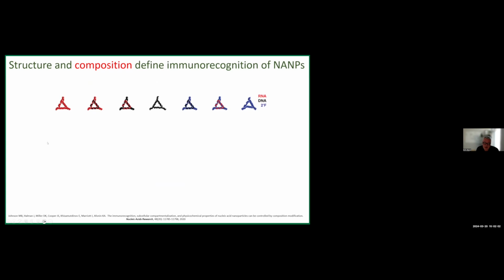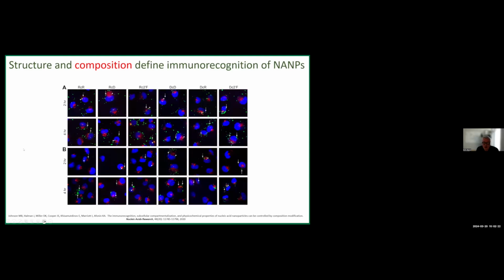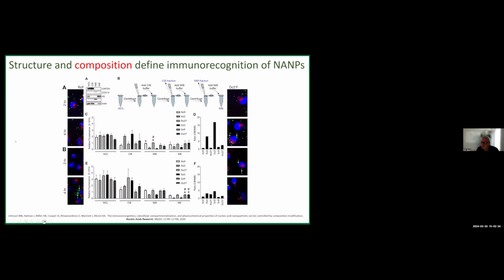We discovered that the same architectures, like as I mentioned, 4-stranded triangles, but different compositions are recognized differently by the immune cells. So here are the responses to those nanoparticles introduced to human microglia cells, for example. And you can see that depending on the nanoparticles composition, the responses are different. Also, the compartmentalization of those nanoparticles within the cells differs based on their composition. We can either assess it using the microscopy tools, or we can do fractionation experiments where we basically disassemble, break cells apart, and then see the presence of fluorescently labeled nanoparticles in different fractions of the cells.